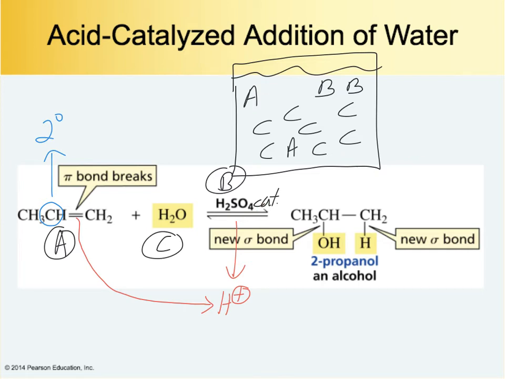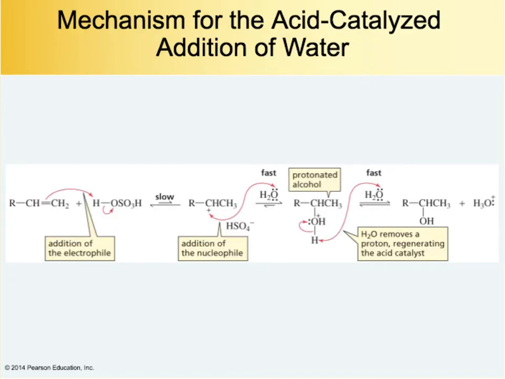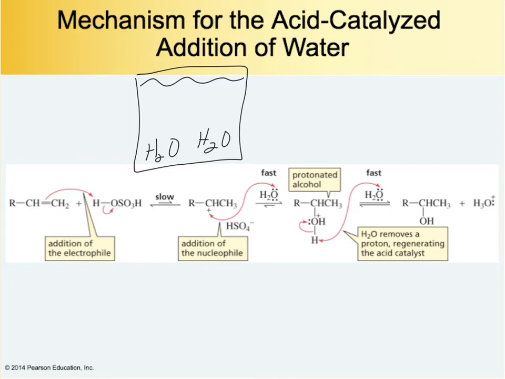So let's take a look. So what happens here? And you can just redraw H2SO4 as H+. It's a strong acid, it completely dissociates. So the pi bond attacks, you make this conjugate base, which again, if we think about our beaker floating in here, there's a lot of water. There's a lot of water.